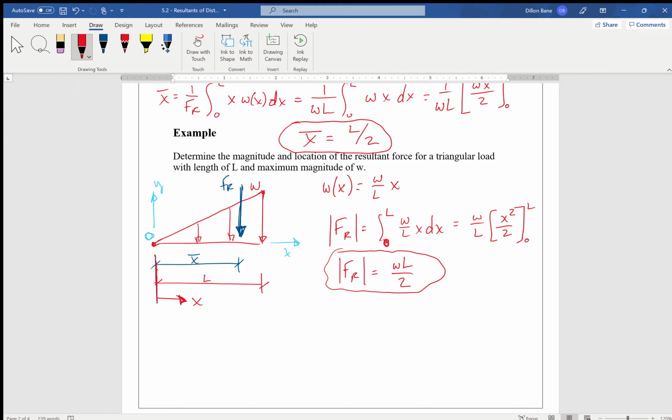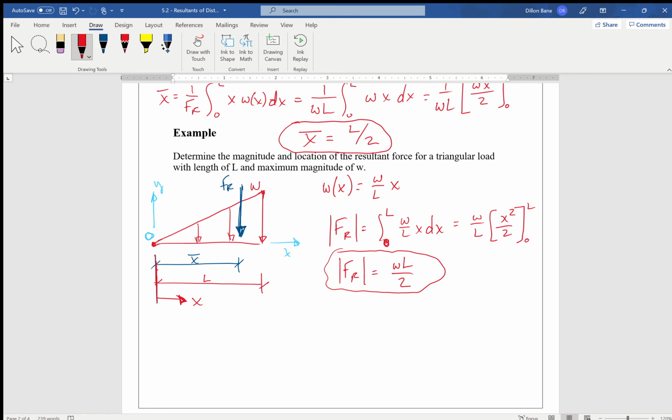And that is always, right? It does not matter what the values are for W and L. Every triangular load will have a magnitude of WL over 2. All right. Next step is to figure out where this force resultant acts so that it has the same effects as W.